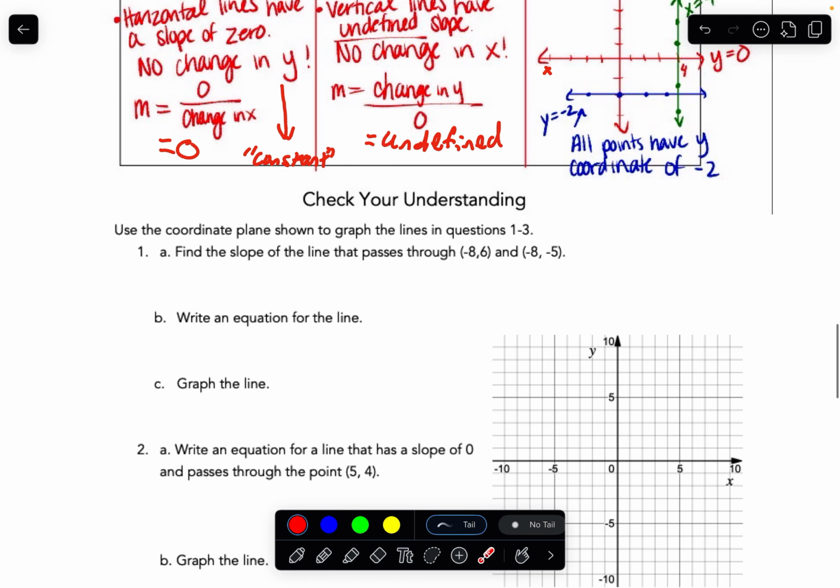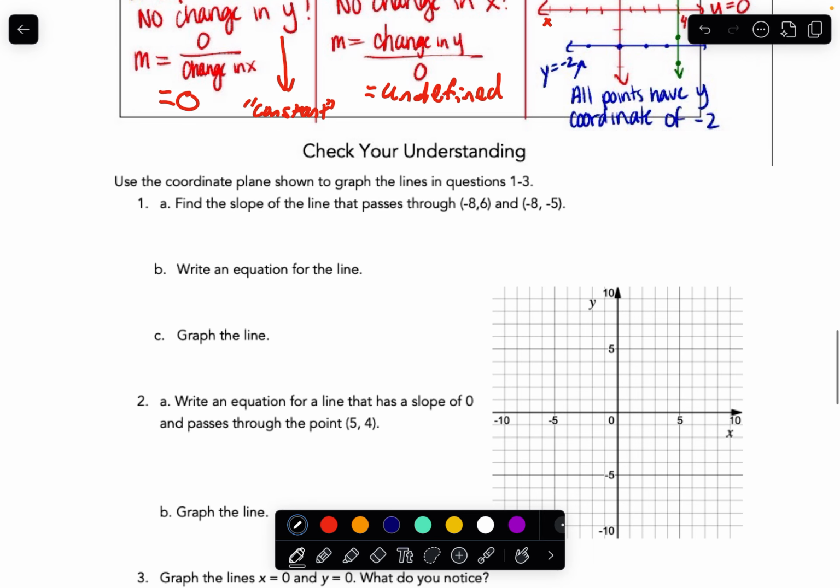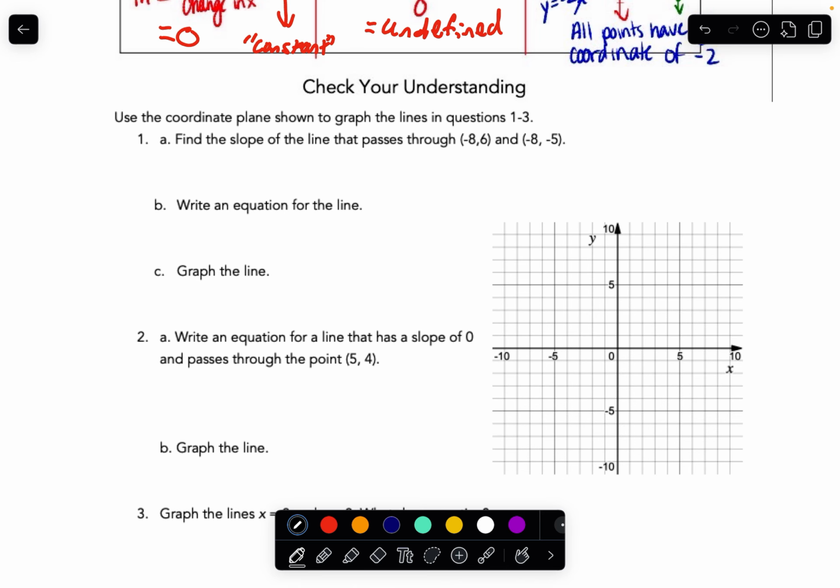Now, it says use the coordinate plane shown to graph the lines in questions 1 through 3. Find the slope of the line that passes through (-8, 6) and (-8, -5). Well, let's find -8. Well, here's -5. That's -6, -7, -8. I know a lot of you are thinking, hey, that's -9, because if this is -10, but that's not -10. -10 is over here. For whatever reason, it pushed the -10 onto that line. So this is -8.